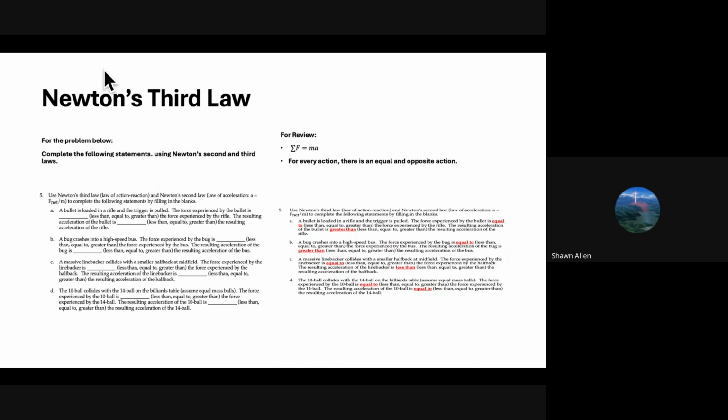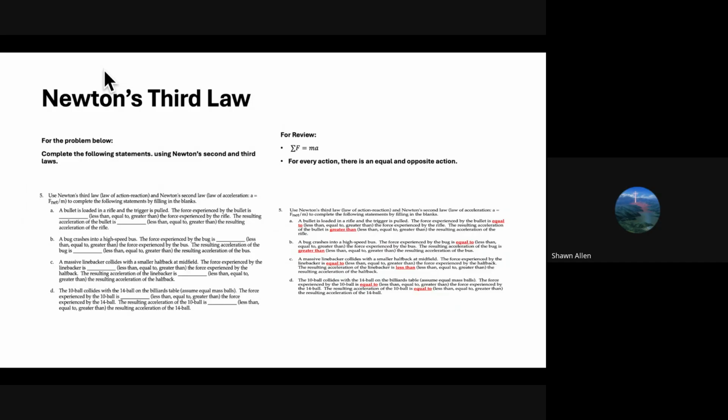I get it for the bullet. I get why, because the bullet is simply going faster. But how is a bug accelerating and going faster than a bus? What bug goes faster than a high speed bus? That's what I'm saying. The resulting acceleration from the bug crashing into the bus.